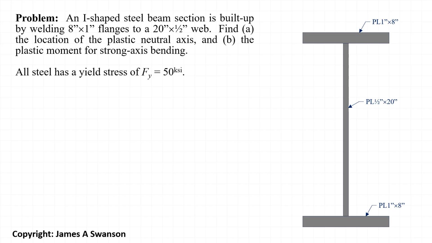The first step in this process is to locate the plastic neutral axis, and then the second step is to calculate the plastic moment itself. We'll conclude by discussing the plastic section modulus for the cross-section and different options that are available for different types of cross-sections.